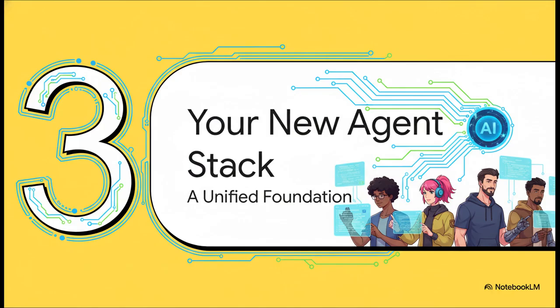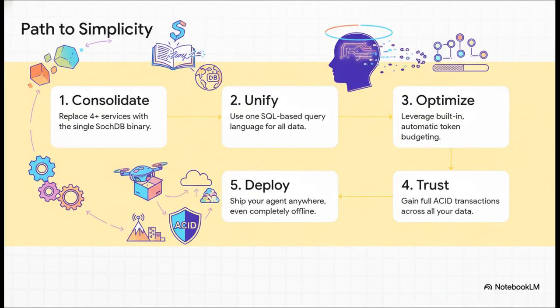So we've gone through the problem, we've looked at the features, and we've seen the performance data. Let's bring it all home and talk about what this actually means for you, the developer. What does your new agent stack actually look like? This is basically your new path forward. First, you consolidate those 4 or more services into just one. Then, you get to unify all your queries with a single, familiar, SQL-based language. You get that automatic token budgeting built right in. You gain true ACID transactions, which means your data operations are always reliable, always consistent. And because it's just a single tiny binary, you can deploy your agent literally anywhere, even on devices that have no internet connection at all.